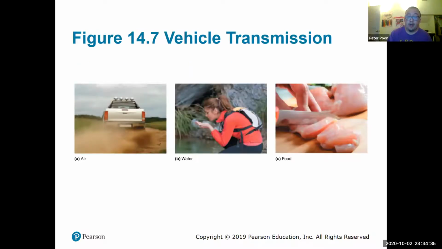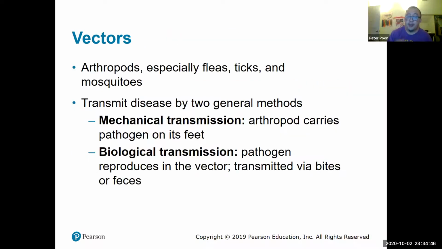So airborne can spread through the air. Technically, through the air, it can spread for miles. Water obviously can spread from really far, and then food. Okay, make sure you understand all that because that's going to be on the quiz.